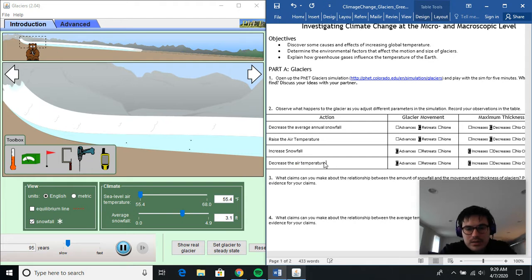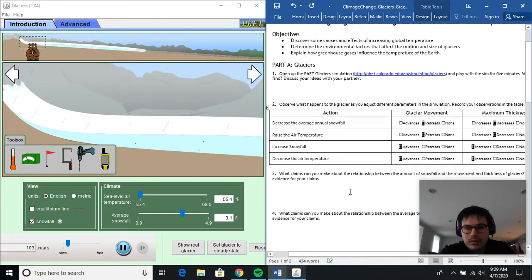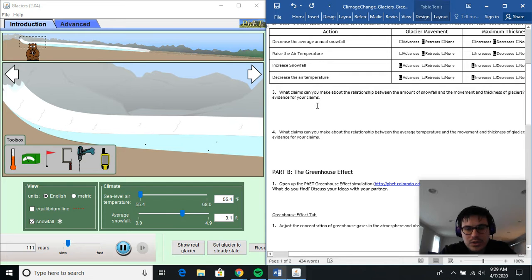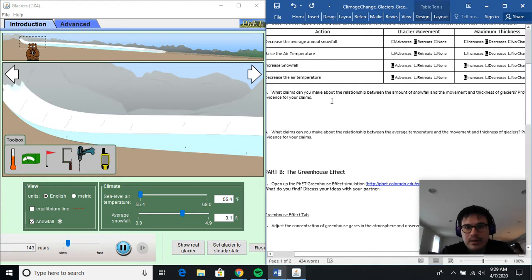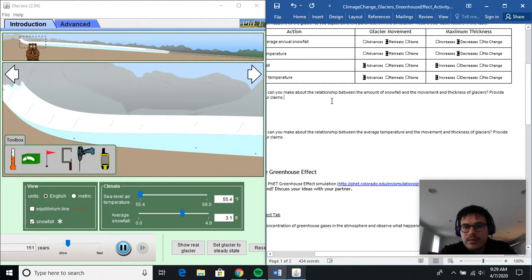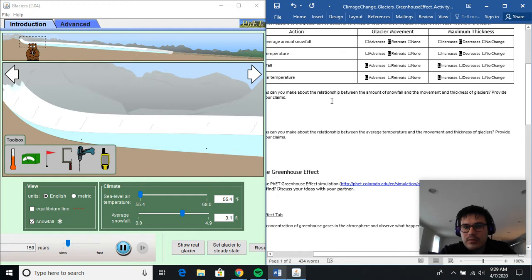You start to make some connections here about what's actually happening in our world. Are we increasing or decreasing the temperature? We're increasing it. And is that leading to more or less snowfall? It depends. That's a little bit more unpredictable. So what claims can we make about the relationship between the amount of snowfall and movement and thickness of the glacier?